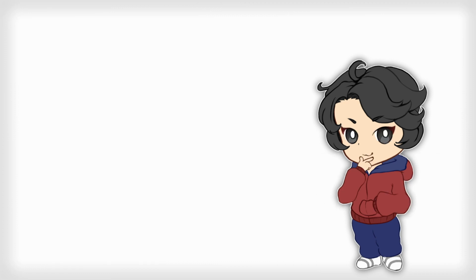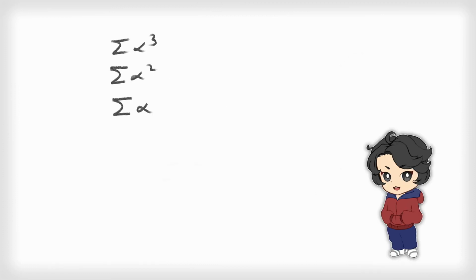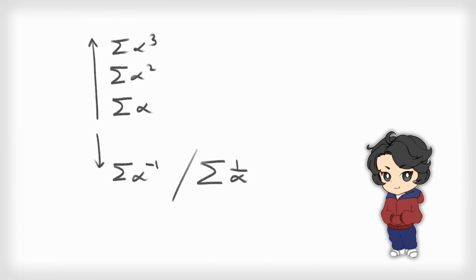What we should really be asking is this. Sure, we can go up the power ladder, but what if we go downwards? What if we want the sum of alpha to the power of -1? Or in other words, what if we want the sum of 1 by alpha?